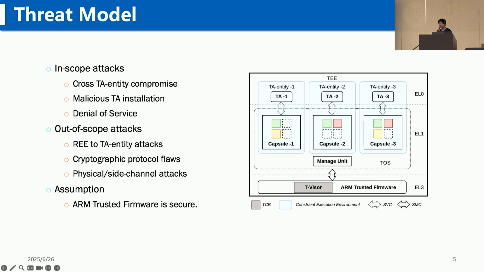We don't cover attacks from outside the TE, like REE to TA attacks, cryptographic flaws, or physical side channels. These require secure development practices or hardware support, which is beyond Chameleon's software-based scope. We assume that the ARM trusted firmware in EL3 is secure, since it's the root of trust for TEE setup.